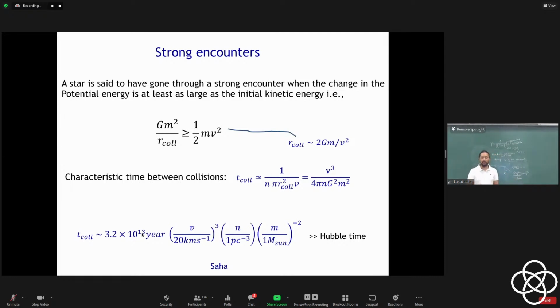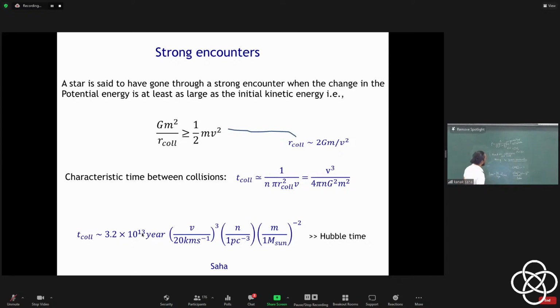Of course, there is another time scale also, for example, this is the collision time scale, but it's very large. It turns out that the T relaxation time is n over log n multiplied by T crossing. Now, what is n? n is of course the number of stars in the galaxy, and T crossing is the crossing time.